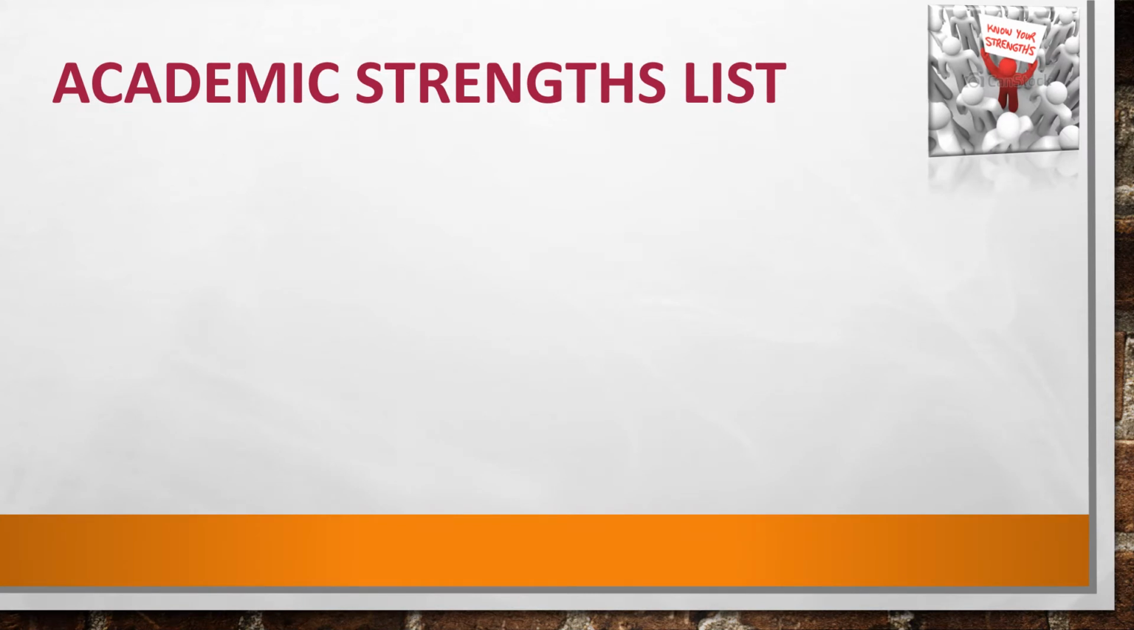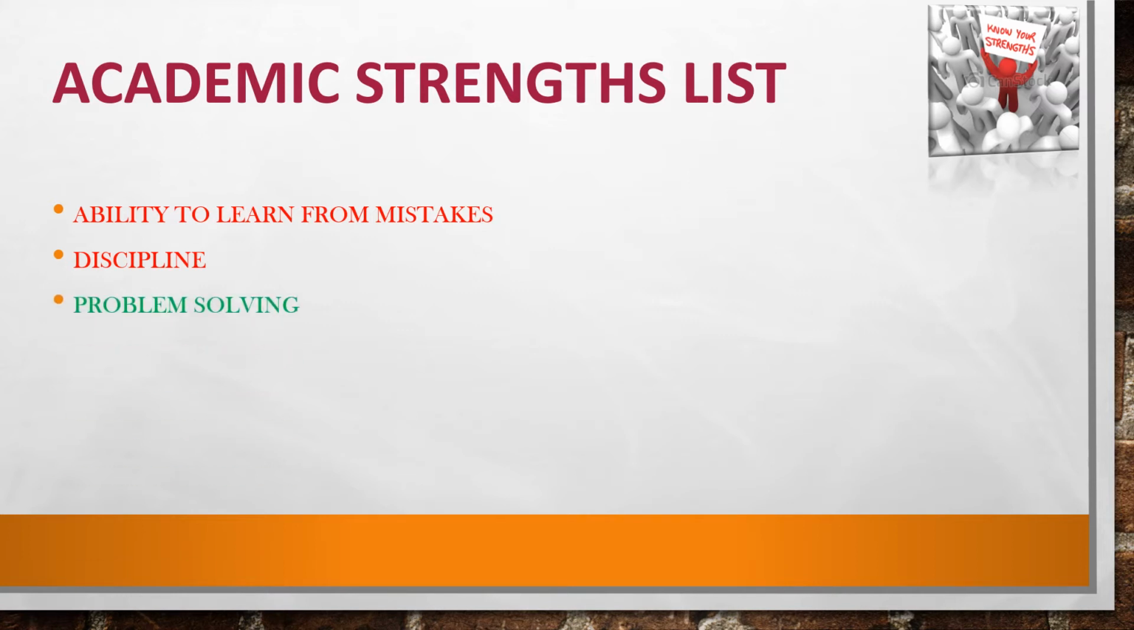To do well in academics, some of the traits or strengths that you need to develop include the ability to learn from mistakes. If you are able to learn from your mistakes and work on it or rectify it, you will be a better learner because you will always do better and better each time. Another one is discipline. Children who are disciplined, who are organized, they tend to learn much better.